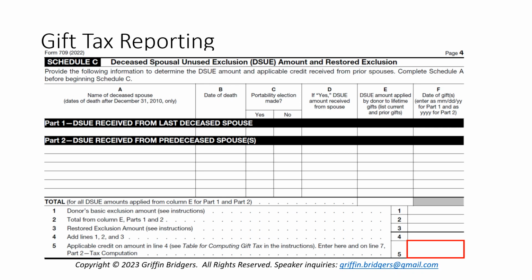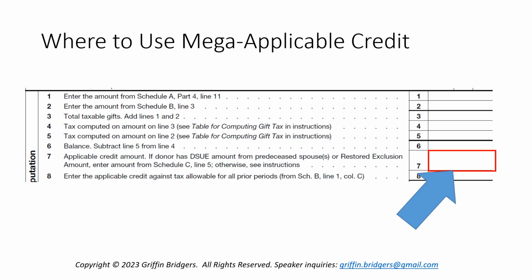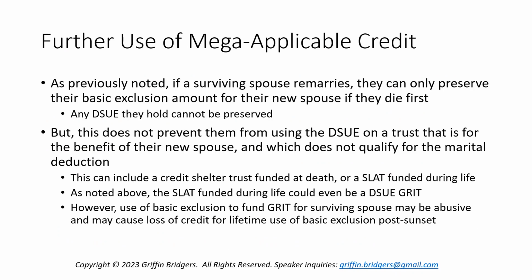So we add up all of those and add on the bottom, on line 1, the donor's basic exclusion amount, and essentially this is going to add up to give us, on line 5, a box which gives us our applicable credit, or I should say our mega applicable credit from the DSUE and basic exclusion, which can then be carried over to Part 1 on page 1, where we enter our applicable credit amount on line 7 to offset the tentative tax on gifts for the current year.